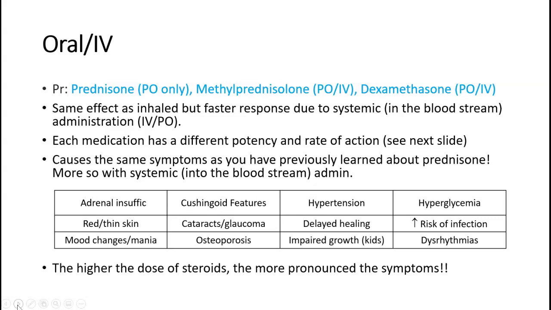Which is not to say that the inhaled steroids aren't, but again, because you're getting that topical versus systemic effect, you're going to see the effect of these more profoundly. And I'll give you an example. So we talked about somebody with an asthma attack.